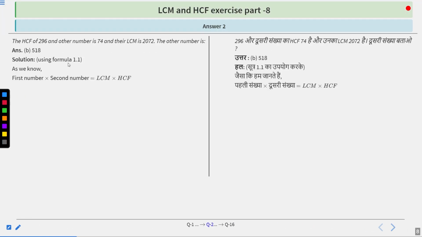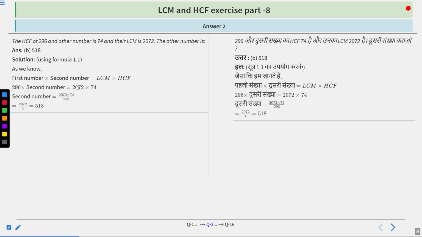Now, we know that according to formula 1.1, product of numbers, first number into second number, is equal to product of LCM and HCF. The first number in the question was 296 and the second number we have to find. That is equal to LCM, that is 2072, and HCF is 74. So second number is equal to 2072 into 74 upon 296, that is equal to 2072 upon 4. So 518 is the second number. Option B is the correct answer.